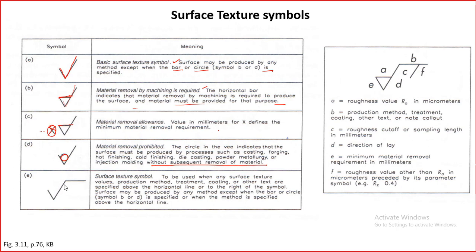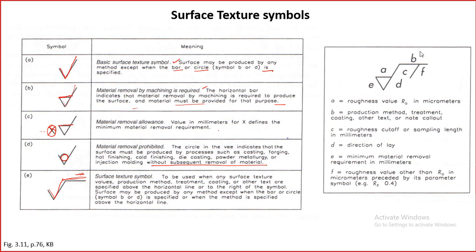And further, more data can be given. In that case, the check symbol is given a horizontal line like this. This surface texture symbol is used when any surface texture values, production method, treatment, coating, or other text are specified above the horizontal line. So above the horizontal line something will be specified, and here you can see more explanation. For example, A is the roughness value, RA in micrometers, B is production method, treatment, coatings, other text or note.